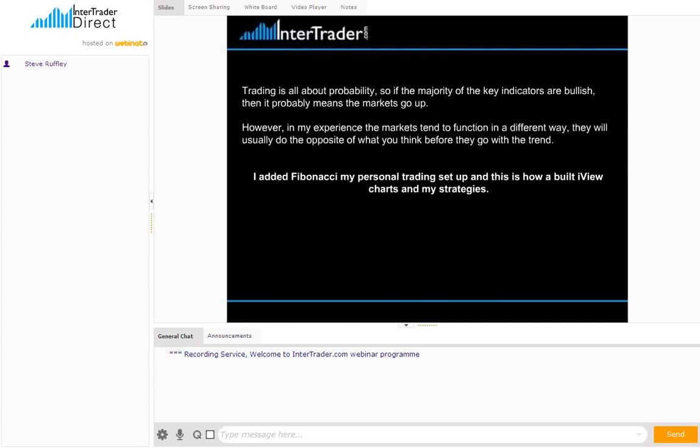I guess trading's always about probability. The majority of the key indicators are bullish, which means probably the market will go up. It all goes back to that self-fulfilling nature of technical analysis. If everything points to a bullish market, then it's very hard to argue why a market wouldn't go up. But in my experience, the markets tend to function in a different way. In the short term they do the opposite of what you think is going to happen, and in the medium term, they do exactly what you think. So that's the whole point about being right at the right time. There's no point buying a market that ends up higher on the day if all you do is buy it and it goes down.